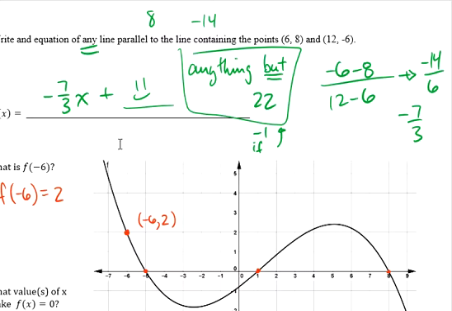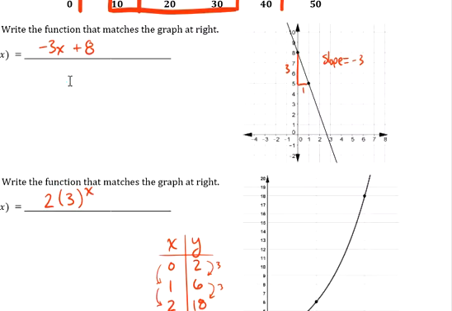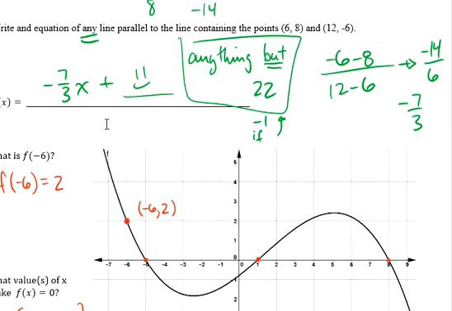On the next question, we were asked to write an equation of any line parallel to the line containing the points (6, 8) and (12, negative 6). And you can see I'm calculating the slope here. So I've got negative 6 minus the positive 8 over 12 minus the positive 6. So my numerator is negative 14 and my denominator is positive 6, and that simplifies to negative 7/3. So I've got a slope of negative 7/3.